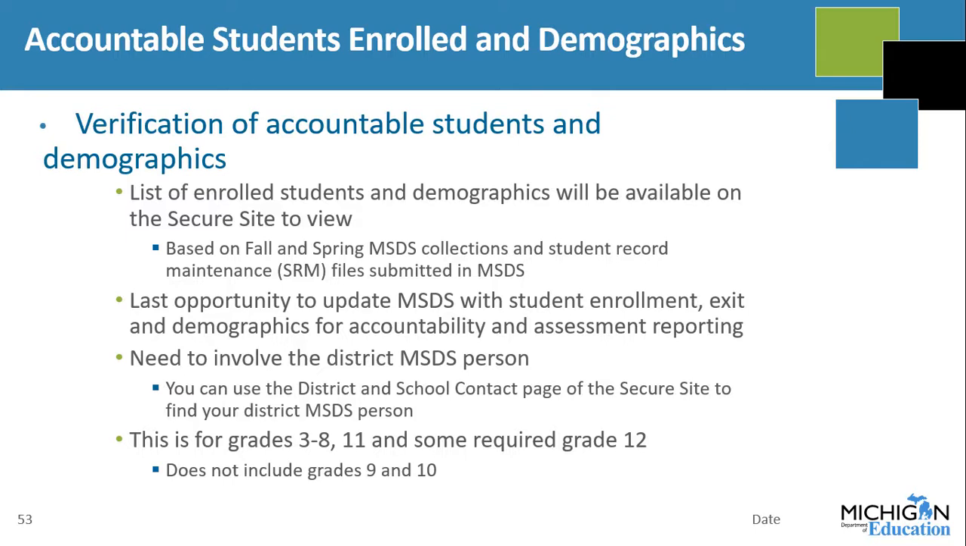You will need to work closely with your district MSDS person. Don't know who that is? Again, you can look for their name and contact information on the district and school contact page of the secure site. The list of students will only include the grades used in accountability. So it will be grades 3 through 8, 11, and some grade 12 that are required to test. Grade 9 and 10 are not included in accountability, so you will not need to update MSDS for assessment and accountability purposes for those two grades.